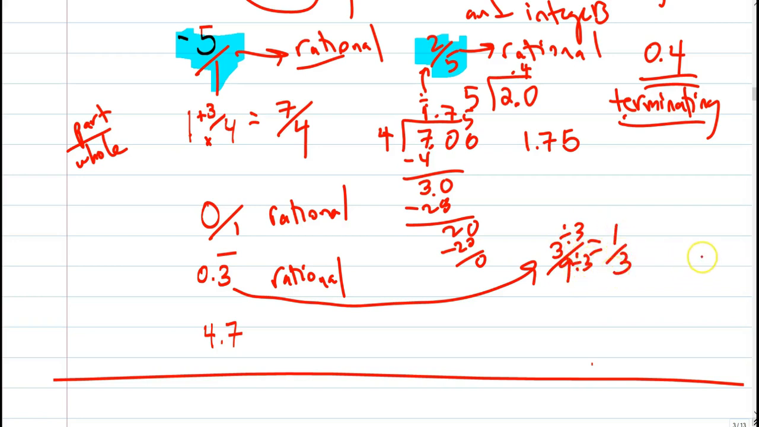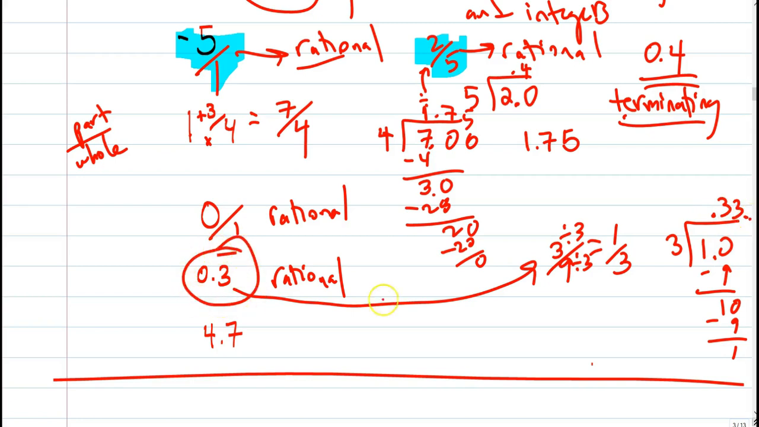If I take 1 and I divide it by 3, I get 3 is 9, leaves me with 1. Bring down a 0. 3 makes 9, leaves me with 1. Bring down a 0. The idea is what? As this goes, that 3 is going to keep repeating. Okay? So any repeating decimal can be written technically as a fraction. We could turn that into a fraction. Therefore, it is a ratio or a rational.